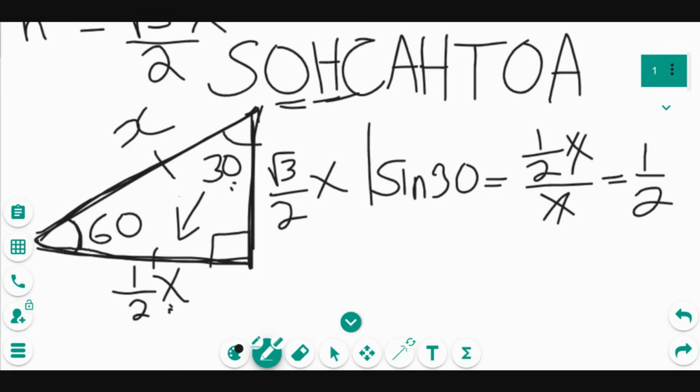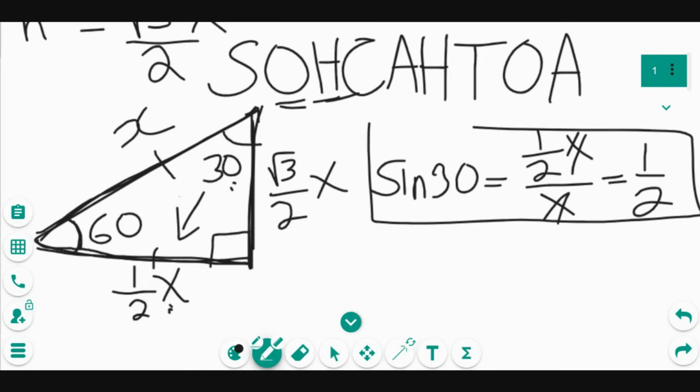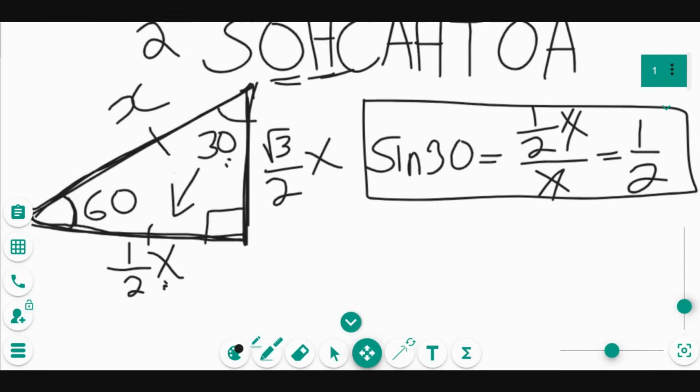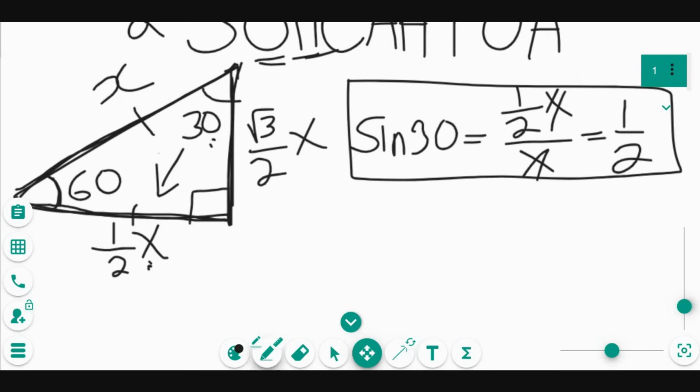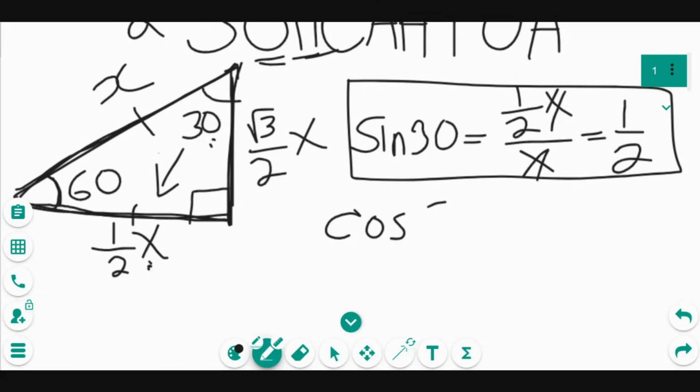And hence we have proven. Simple things. Simple. Yet very important. You are going to see how important that is as we proceed. The other one that we wanted to prove was that the cosine of angle 60 is also a half.